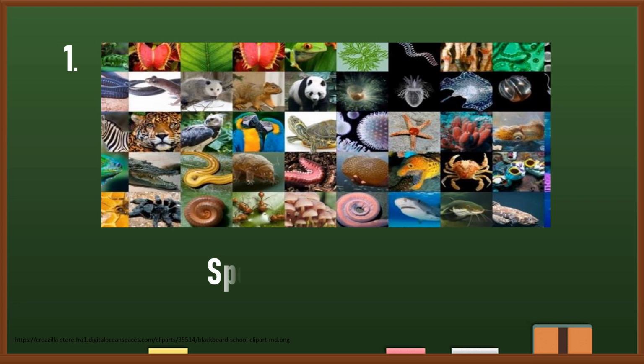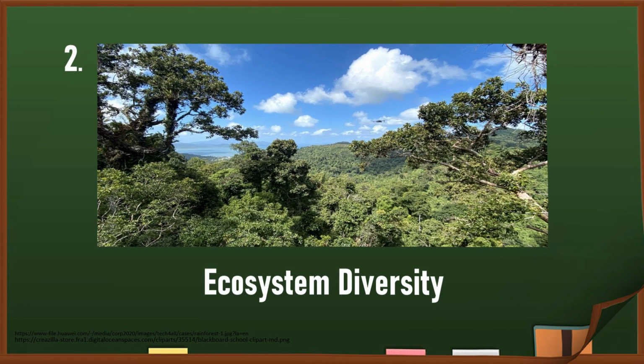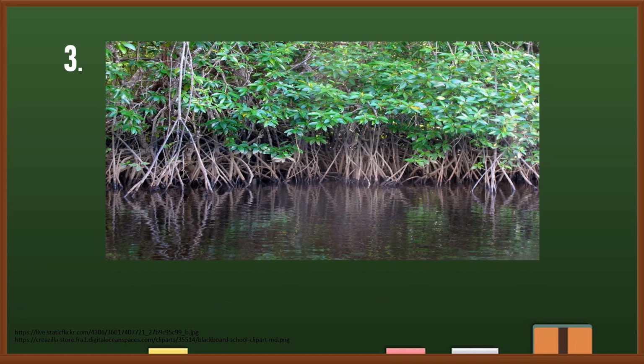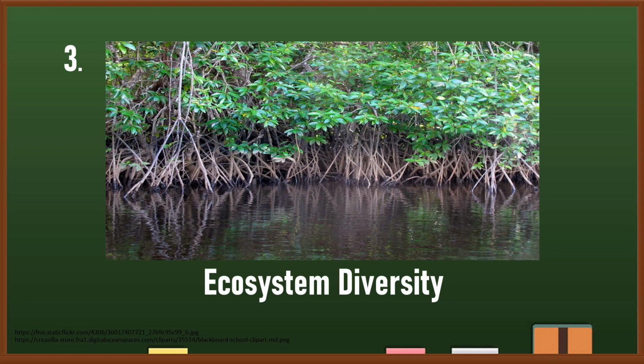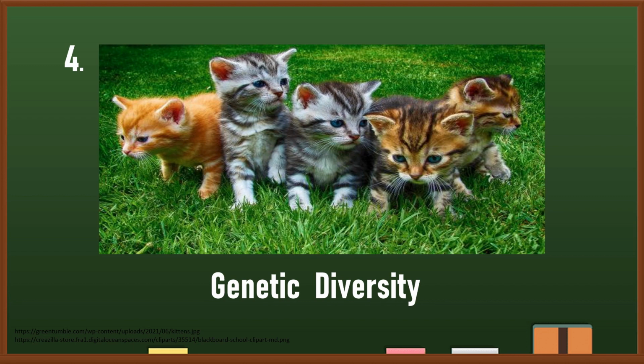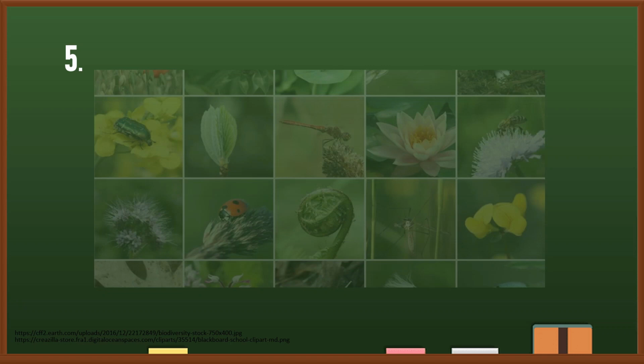Number 1, species diversity. Number 2, ecosystem diversity. Number 3, ecosystem diversity. Number 4, genetic diversity. And number 5, species diversity.